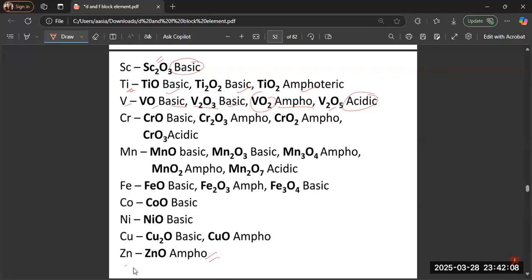Okay, similarly you can see for all these. For zinc, it is ZnO, because we know that zinc has only one oxidation state. So it forms only one oxygen compound, which is amphoteric. ZnO is amphoteric in nature.